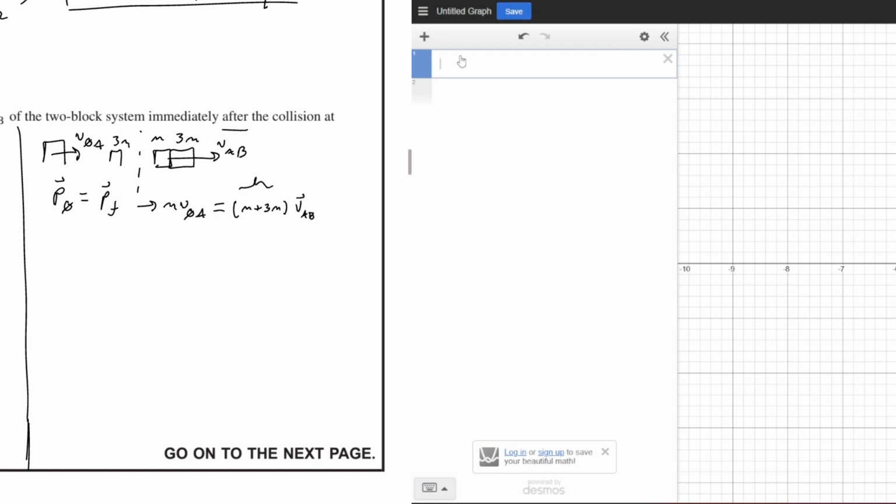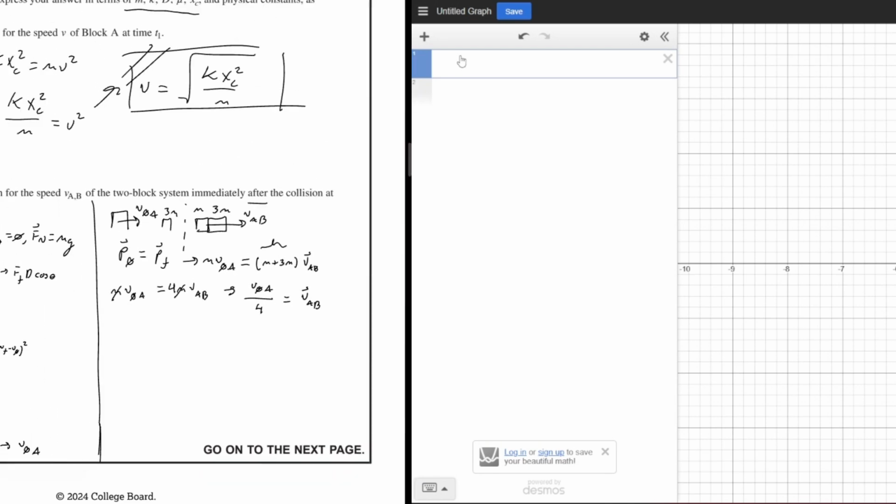Right? Now I added these because they're stuck together. You could write them as their own individual momentums, but you'll end up combining them anyway because they move with the same common speed, vab. So now I'm going to rewrite this as m v naught a is equal to m plus 3m, which is 4m, times vab. And now I can cancel m here, and solve for vab by saying v naught a over 4 equals vab.